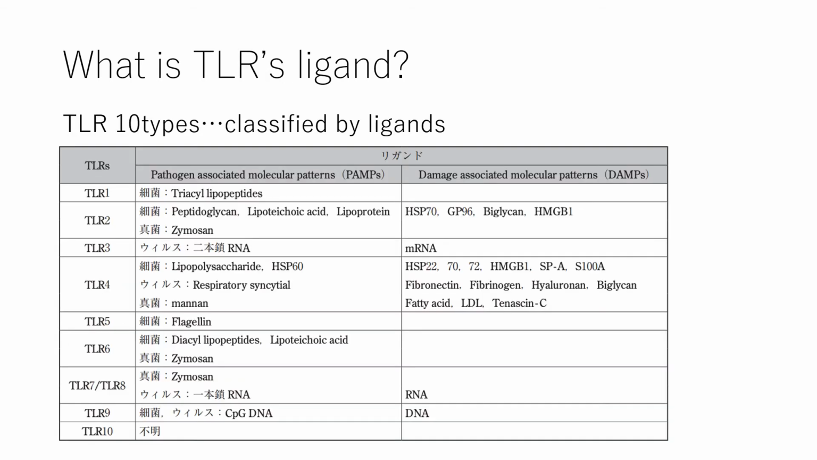TLR receptors are divided into 10 groups according to the type of ligand. In the case of TLR4, it recognizes lipopolysaccharide of gram-negative bacteria and some others. Gram-negative bacteria are bacteria that do not stain purple by gram stain, and there is an outer membrane made of lipopolysaccharide on the outside of the peptidoglycan layer.